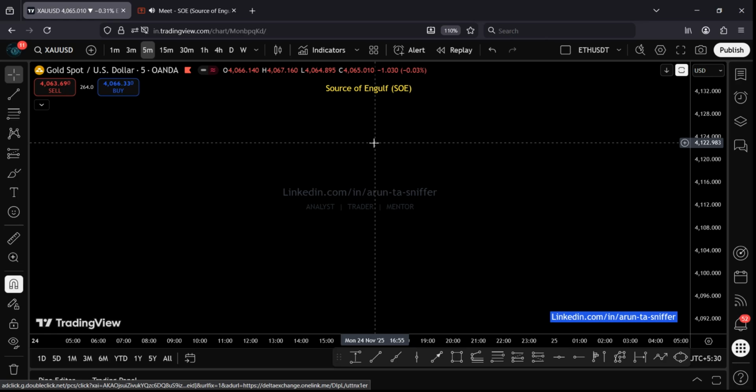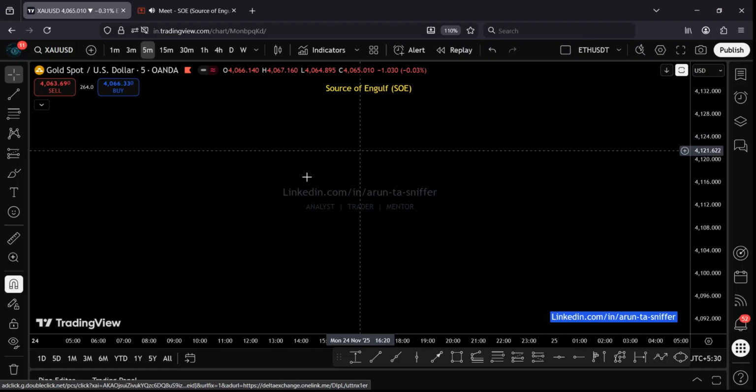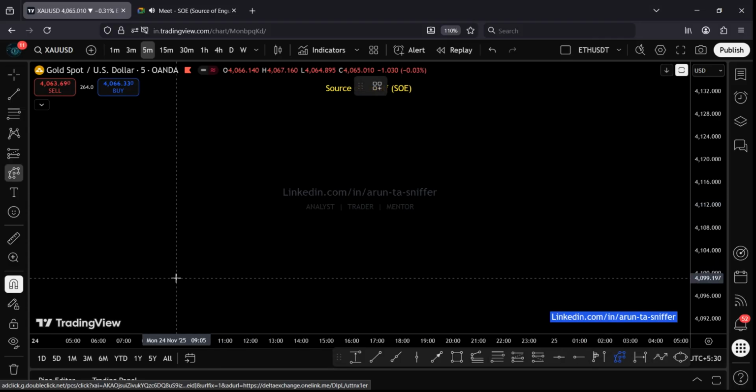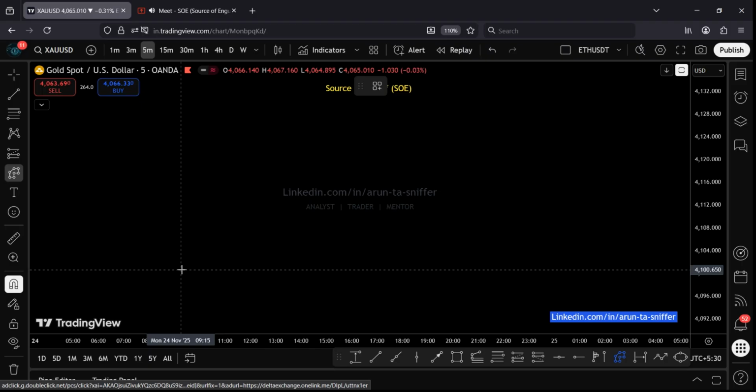So basically, what is source of engulf? Source of engulf is where the decision was made to engulf a level, right? So like this. Most of the time they are like DP. Okay.